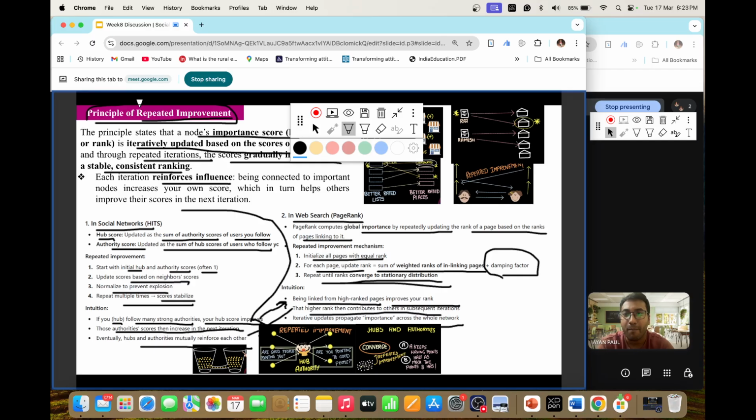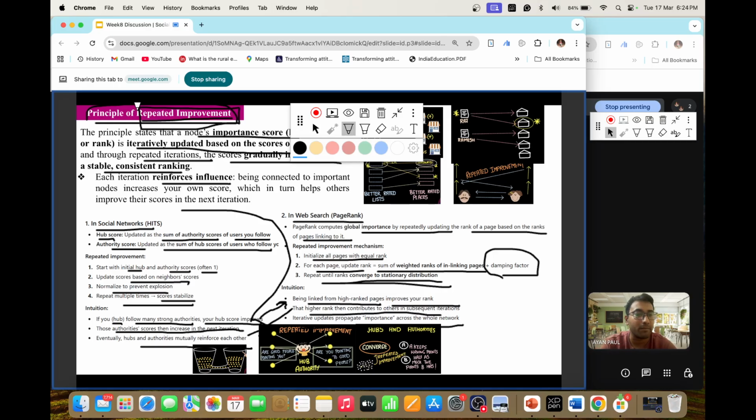So this is known as the principle of repeated improvement. How is it repeated improvement? First, the hubs get powered because they are following strong authorities, and then the authorities get powered because they are followed by strong hubs. And eventually the thing stabilizes. So this is the principle of repeated improvement. So first we have talked about hubs and authorities, and then how the hub and authority scores update.